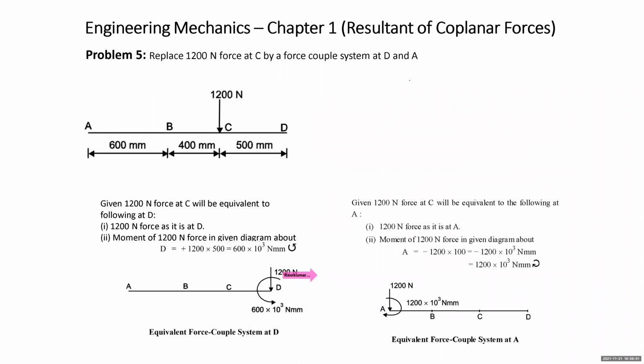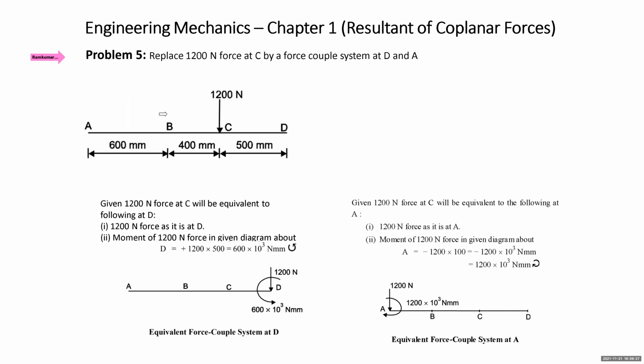Now we move to the next one. Now let's first read the sum. What is it? Now we are not finding the resultant. He is not asking to find the resultant. What he is asking is: replace the 1200 Newton force at C by a force couple system at D and A.